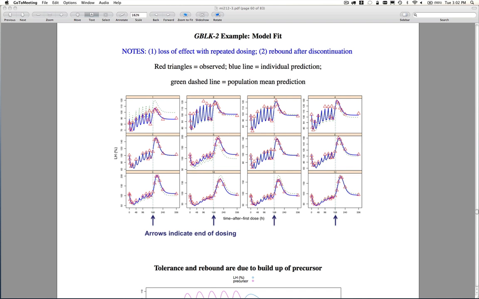In those cases where you have tolerance but no rebound, this precursor pool model would not be the appropriate model to use. You'd go back to one of those prior models. In the case where you have both tolerance and rebound, then this would be the type of model that you would use.